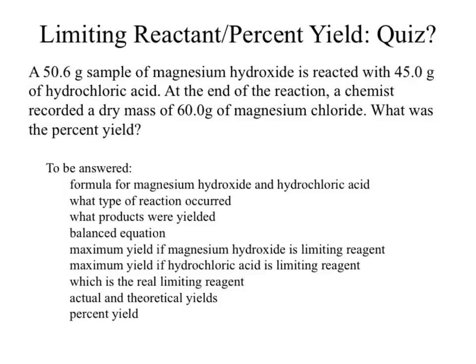What is the formula for magnesium chloride? The formula for hydrochloric acid? What type of reaction occurred? What were the products? What's your balanced equation? What's the maximum yield if magnesium hydroxide was your limiting reactant? What if it was hydrochloric acid? Which is the limiting reactant? Once you know what the limiting reactant is, you now know the theoretical yield. The actual yield was given to you in the question. You can then calculate the percent yield.